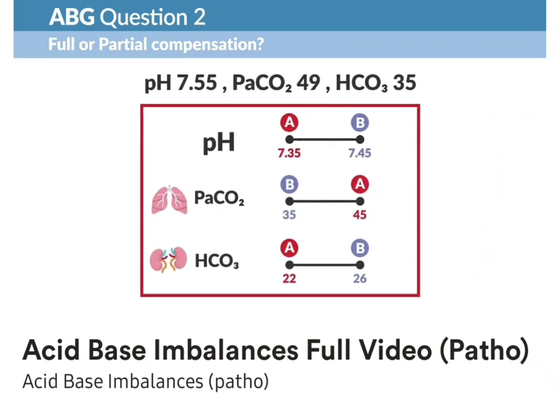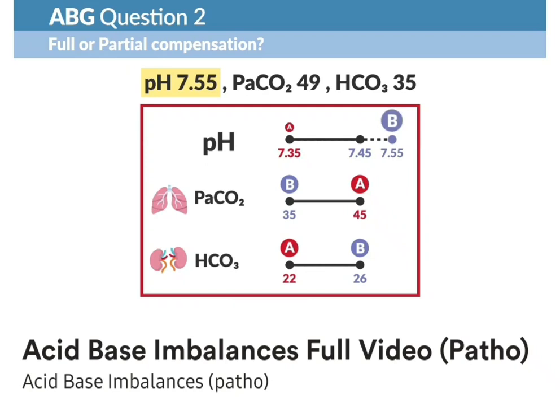Now, ABG question number 2. pH that is 7.55, CO2 of 49, and a HCO3 of 35. We're filling out the marching band suit. So step number 1, what is our pH that is primary? 7.55. So that's B, that is base, alkalosis.